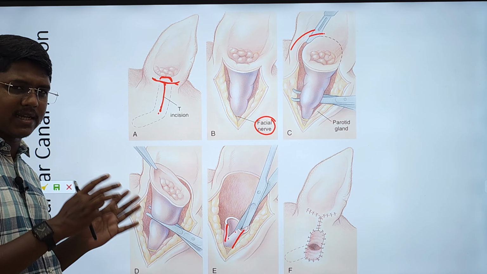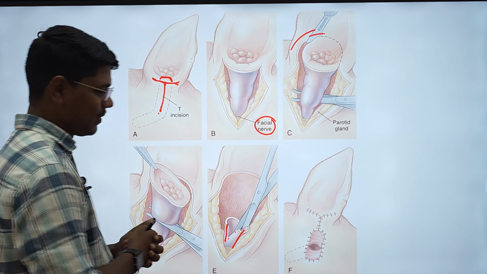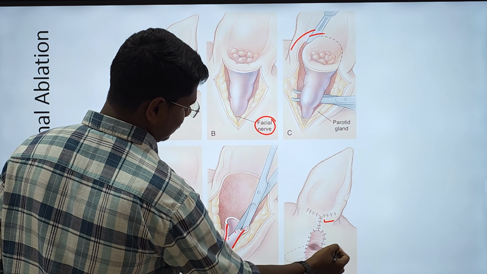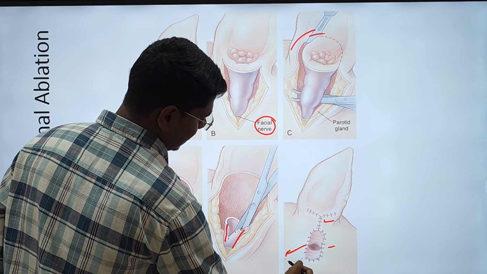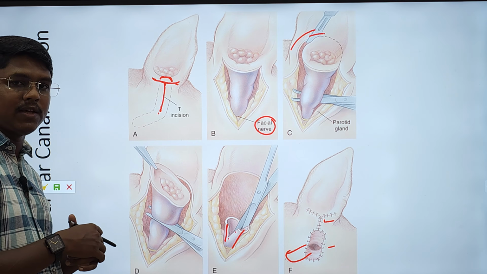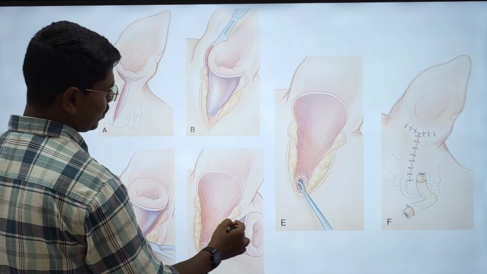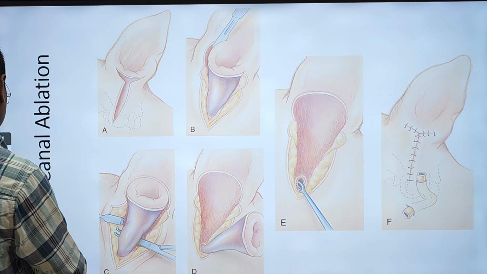These are basically the techniques. A great surgeon can do wonders. So you have to suture. Now the horizontal ear canal opens to the outside. This is the vertical ear canal ablation. Now the total ear canal ablation, simply both the vertical and horizontal will be removed.